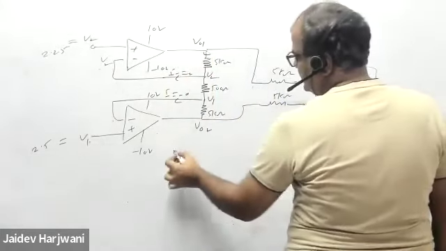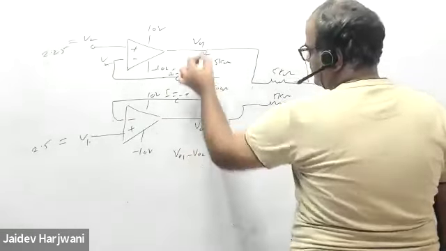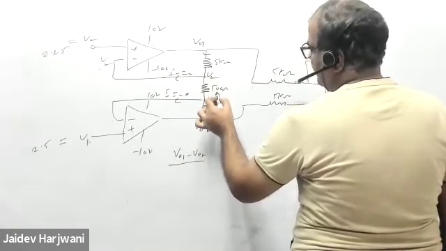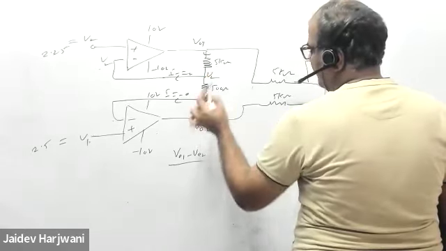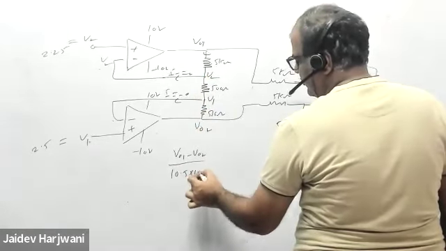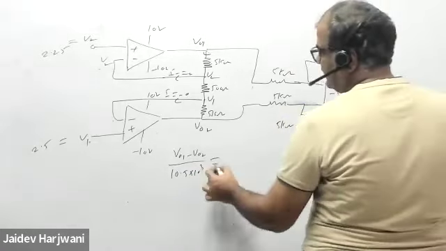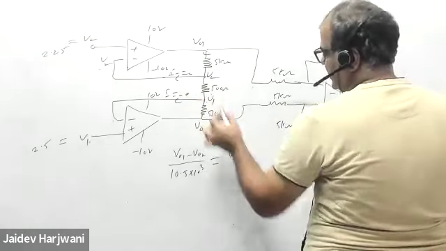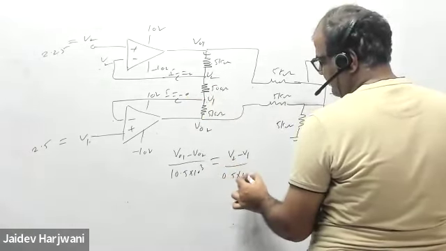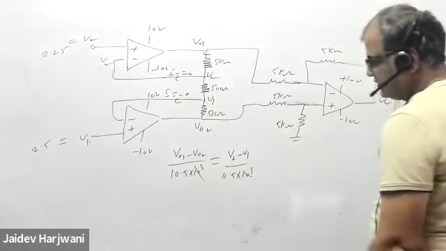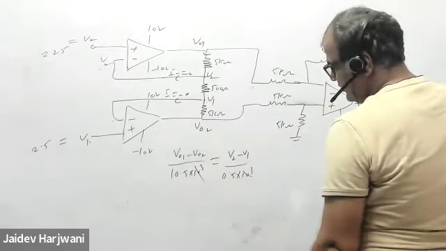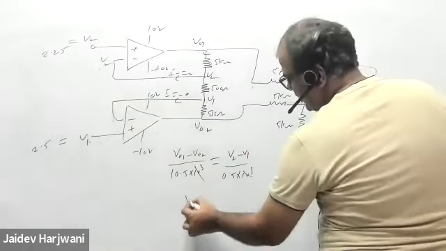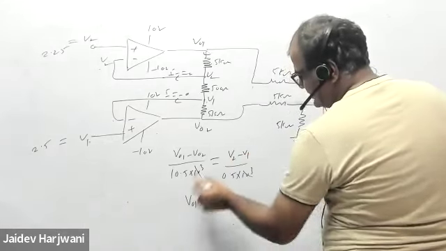So we can write (V01 minus V02) divided by 10.5 kilo ohm, that is equal to (V2 minus V1) divided by 0.5 kilo ohm. So this is cancelled out. Now tell me, V2 minus V1 value is already given. Can you find what is V01 minus V02? Tell me what is the value?